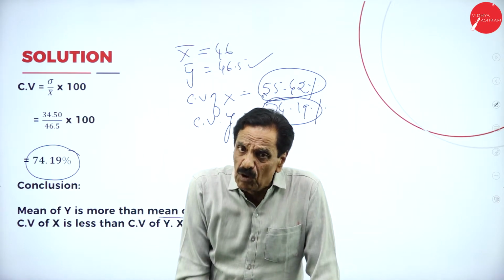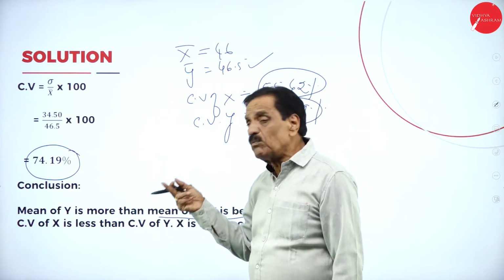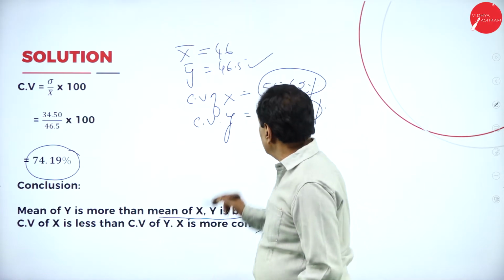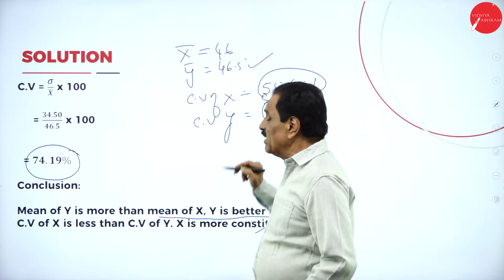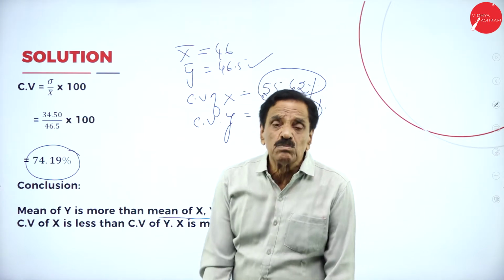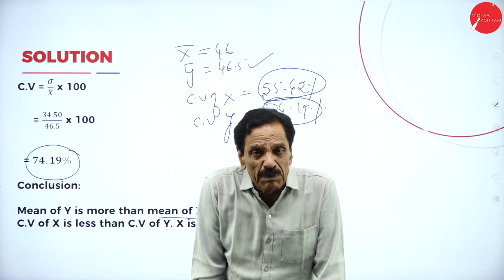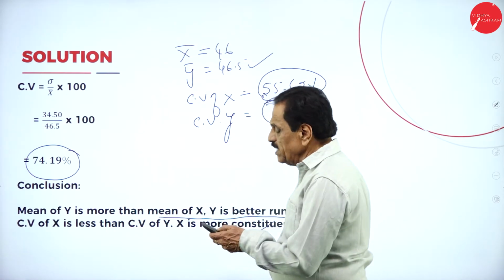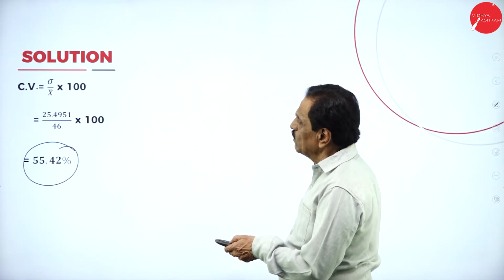Whose average is more? Y's average is more than the x. Y is the better run getter. Whose CV is less? CV of x is less when compared to y. X is more consistent when compared to y. So, we'll go back once again. What are the steps to be followed?